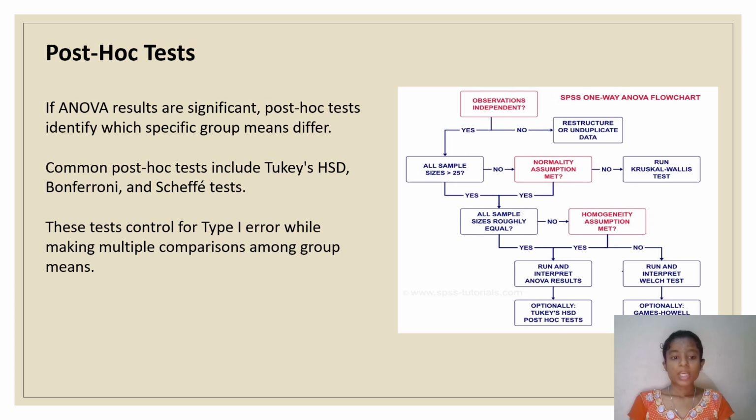Post-hoc tests. If the ANOVA result is significant, post-hoc tests identify which specific group means differ, assuming observations are independent, sample sizes are equal, and normality is assumed. Common post-hoc tests include Tukey's HSD, Bonferroni, and Scheffé tests. These tests control for type 1 error while making multiple comparisons among group means.